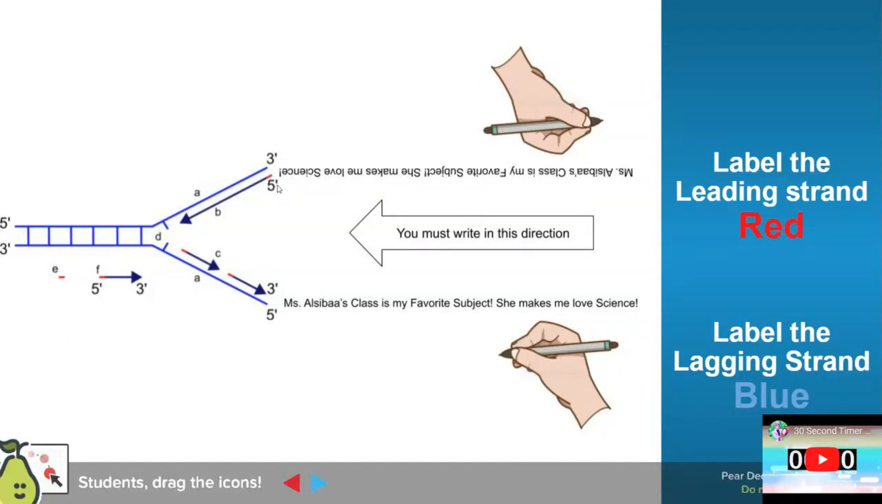Remember, polymerase always adds base pairs in the 5' to 3' direction. So the leading strand is going to be working in the same direction as helicase, and the lagging strand is going to be working in the opposite direction as helicase.